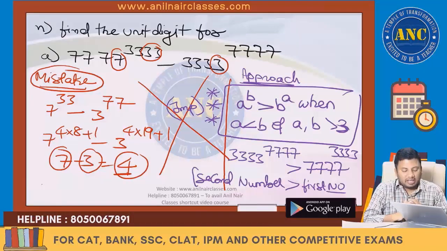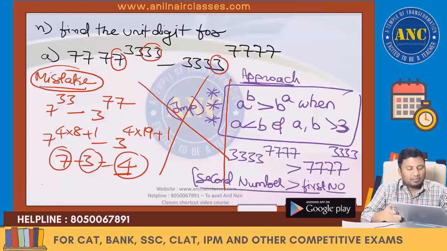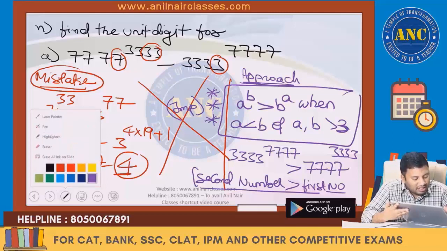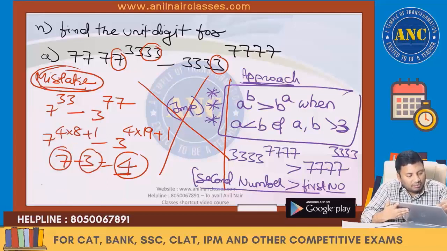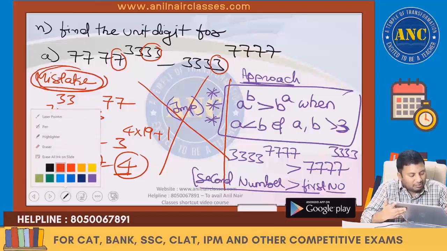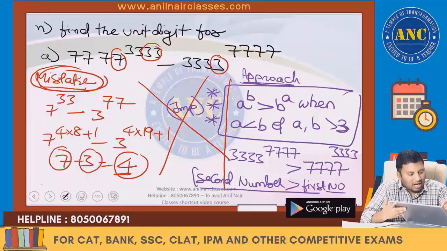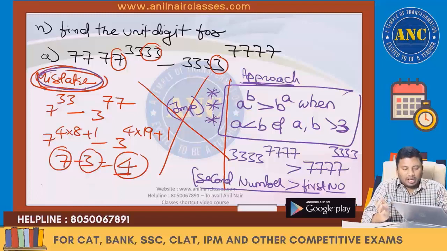Second number is greater than the first number. The mistake you did in the question is, you assumed that the second one is smaller than the first number, but actually the second one is larger than the first number. I hope it is clear.